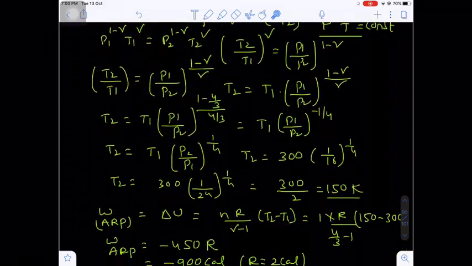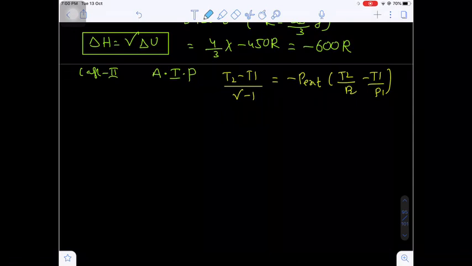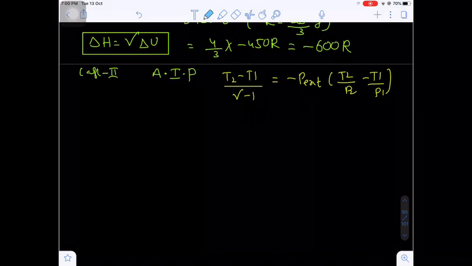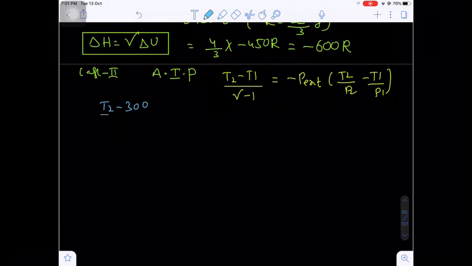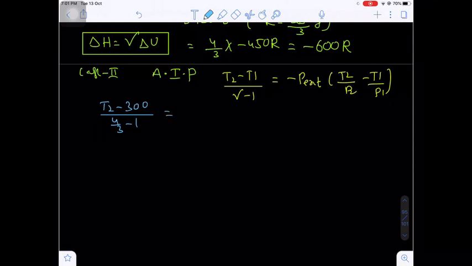Now come to the work done in the adiabatic irreversible process. What is the T2 here? That is to be calculated. As it is, I am writing T2. What is the T1? 300 Kelvin, whole divided by gamma minus 1, where gamma is 4 by 3, so that is 4 by 3 minus 1.